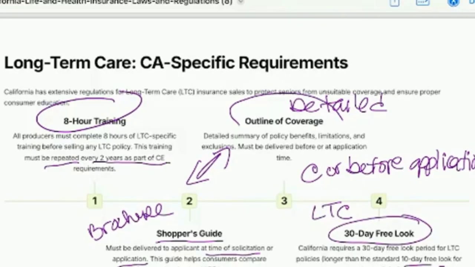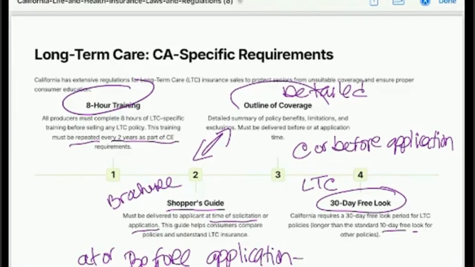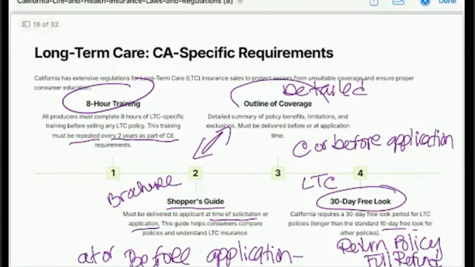And just for recap, free look period is how long you have to return the policy and get a full refund for any reason. Okay, it's how long you have to change your mind. So 8 hours of training before you sell, and every 2 years, you must complete an 8-hour training.